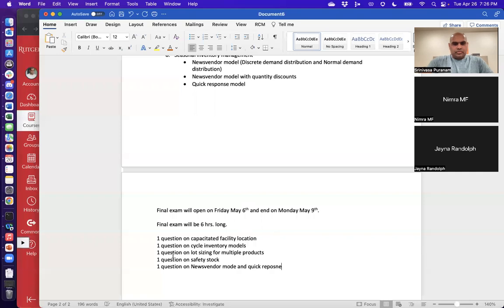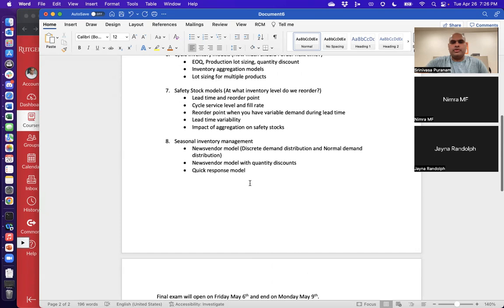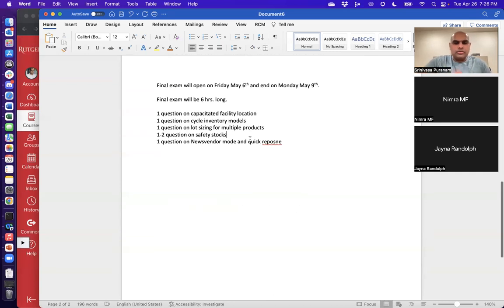Now, this might be 1 to 2 questions on safety stocks. I'm going to see how the question gets framed. I might either split it as 2 separate questions or combine them and make it a single question. But there'll be 1 to 2 questions on safety stock because we did some basic safety stock models and we also did some aggregation and the impact of aggregation on safety stock models. You'll find that out when the exam happens.